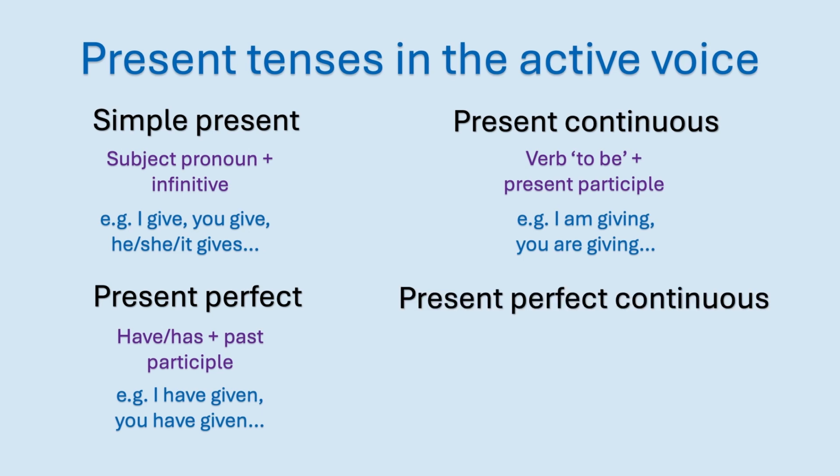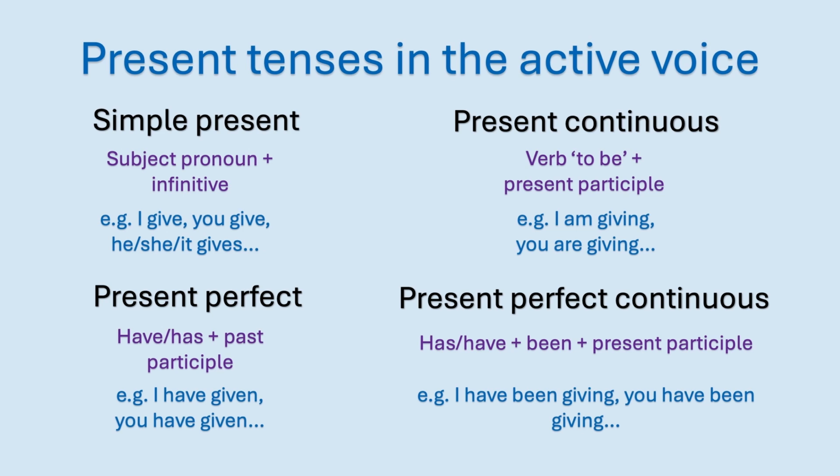Present perfect continuous. This is has or have plus been plus the present participle. I have been giving. You have been giving. He, she, it has been giving. We have been giving. They have been giving.